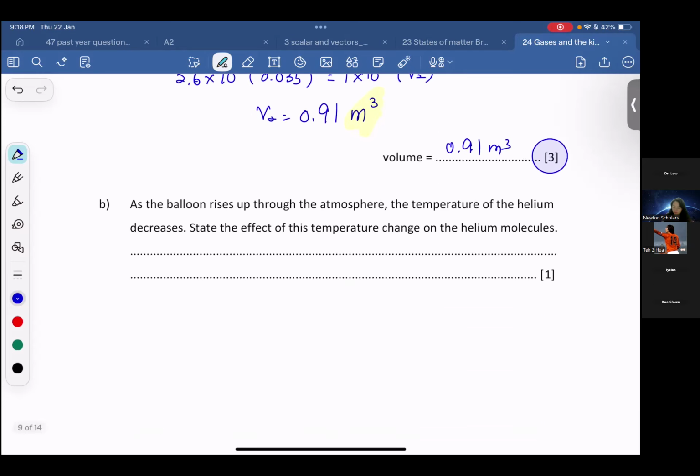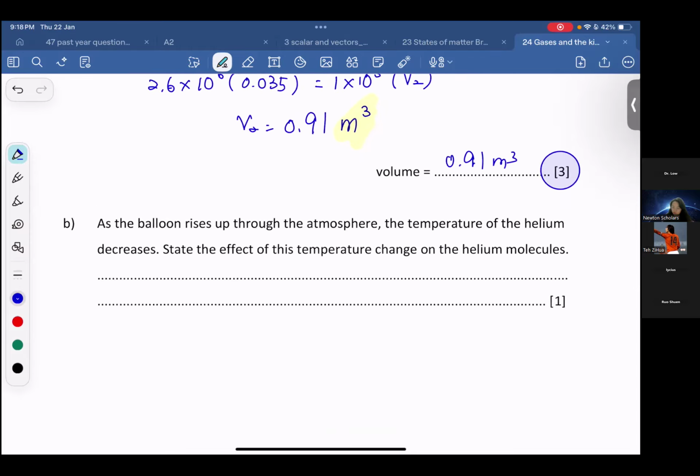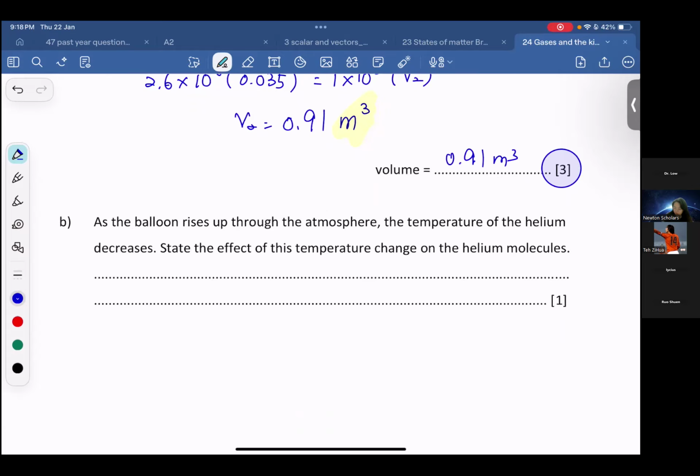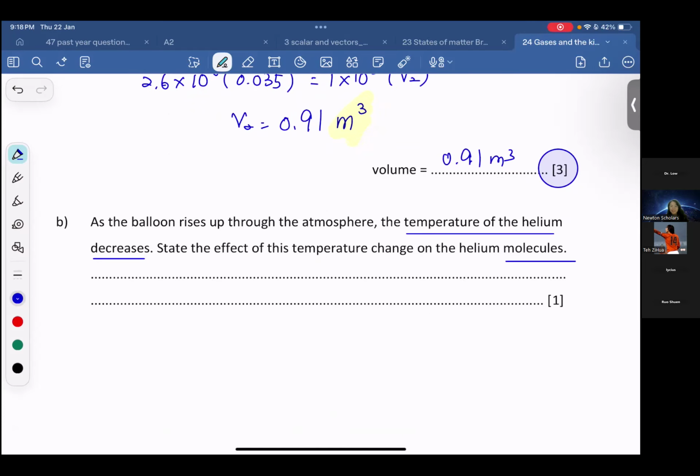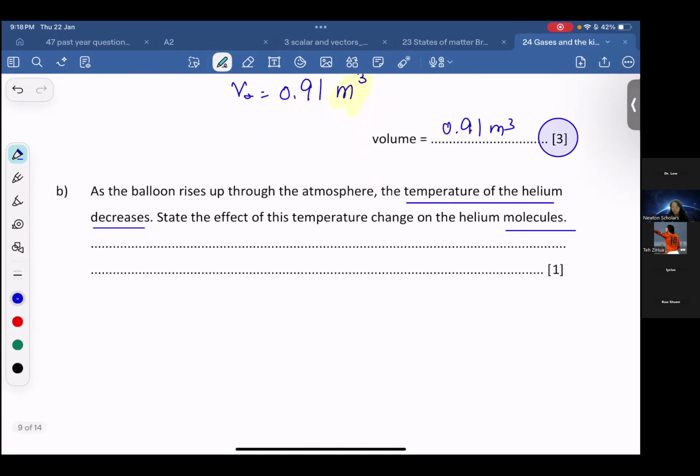Okay, so we go down here. As the balloon rises through the atmosphere, the temperature decreases. Now temperature decrease. Okay, state the effect of this temperature change on the helium molecules. So decrease temperature, what happened to your molecules? Okay, Angeline already answered me. How about others? Temperature decrease. What is the effect of this temperature decrease on the molecules? So they're asking you, molecules, what happened?